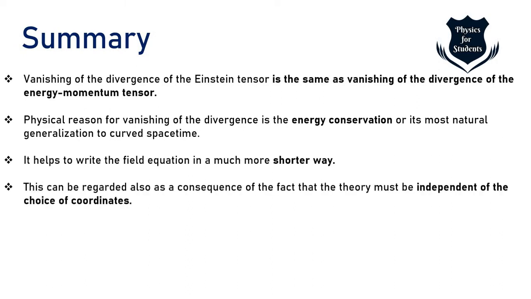Also, the Einstein tensor, as you see, helps to write the field equation in a much more compact and easier manner. Another important point is that this can be regarded as a consequence of the fact that the theory must be independent of the choice of coordinates. We must not forget that we are dealing with general theory of relativity, which is general and independent of any choice of coordinates.